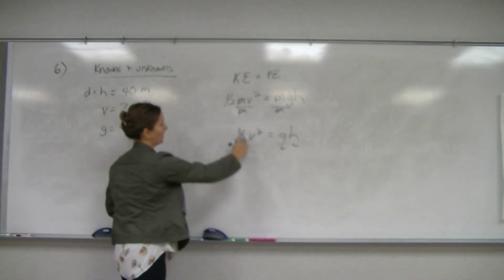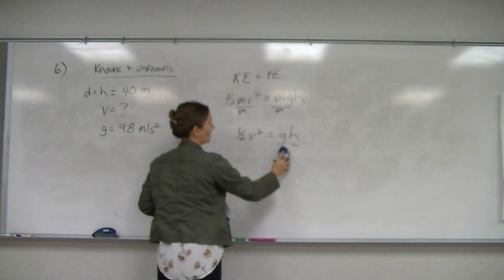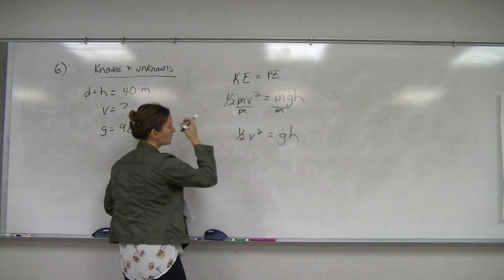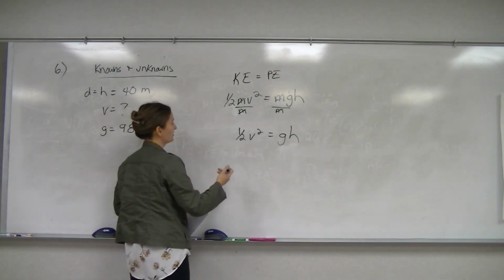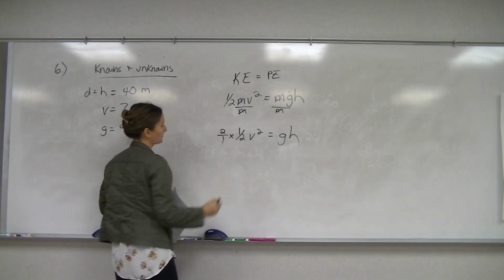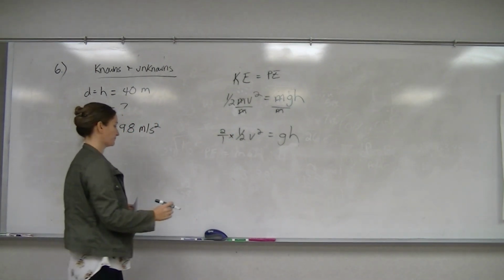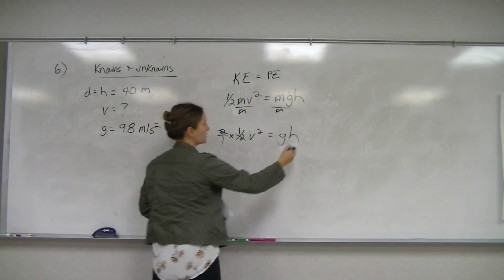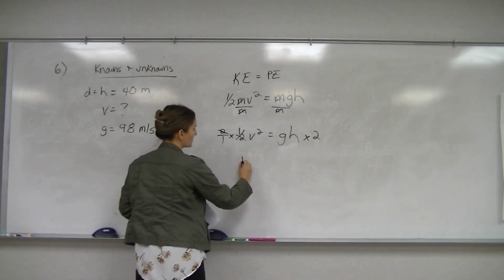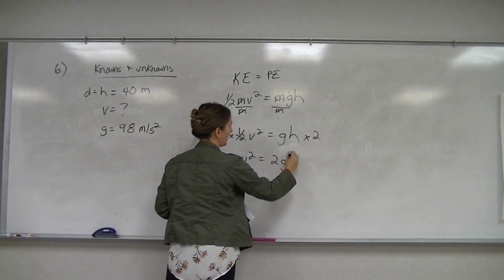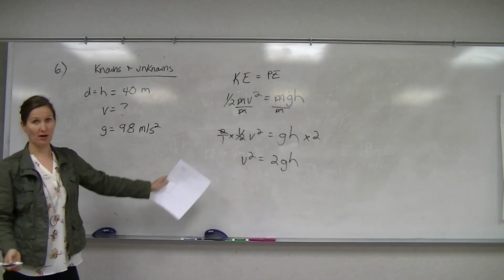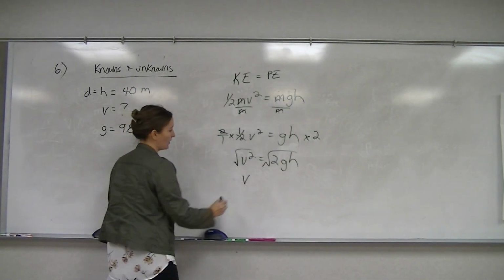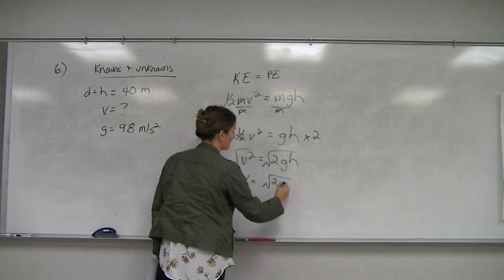So how do I rearrange it? Well, I want v by itself. To get v by itself, I'm currently taking 1/2 and multiplying it by v squared. So what I need to do is multiply by the reciprocal. If I multiply by 2, that's going to cancel out my 1/2. But whatever I do to one side, I have to do to the other. So this gives me v squared is equal to 2gh. But now I have v squared, and I want v by itself. So square root. That will give me v by itself. And to solve, I will take the square root of 2 times gh.